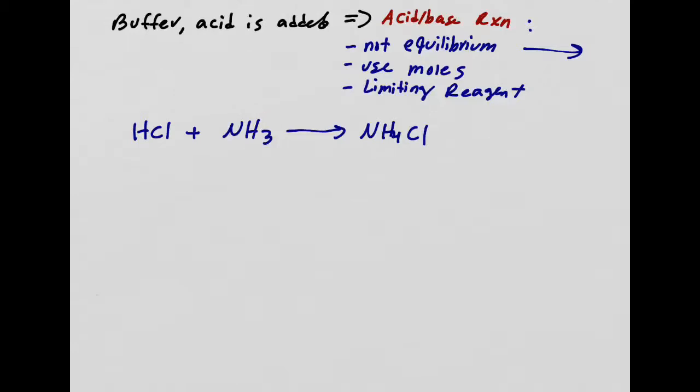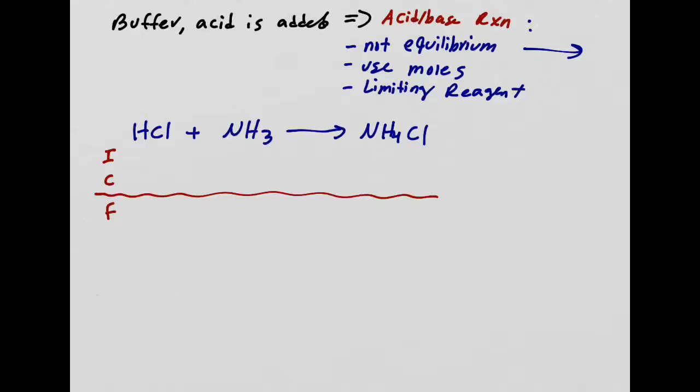Okay, now here's my acid-base reaction. The acid is going to go react with the base. Now I'm not going to have an ICE table because it's not equilibrium. I'm going to have an ICF table. F is for final instead of ICE, which is E for equilibrium. Now I said not an equilibrium, we did a single arrow.